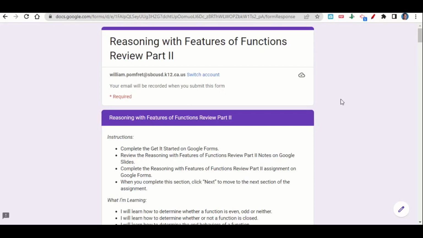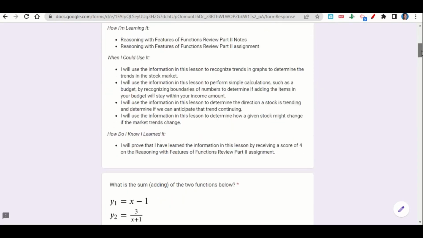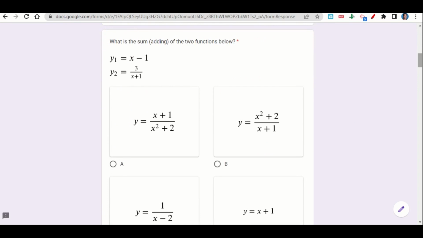Let's take a look now at the reasoning with features of functions review part 2 assignment. The assignment begins with the learning goals and success criteria. If we scroll down, we can see the questions. It says, what is the sum or adding of the two functions below? y1 equals x minus 1 and y2 equals 3 over x plus 1.